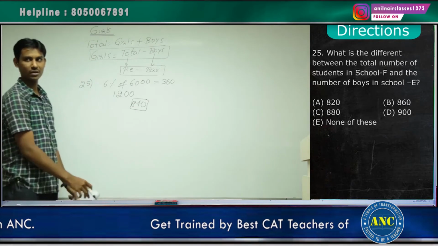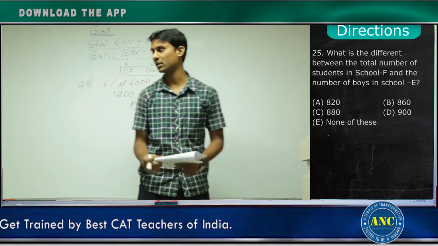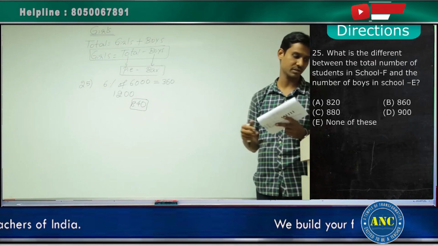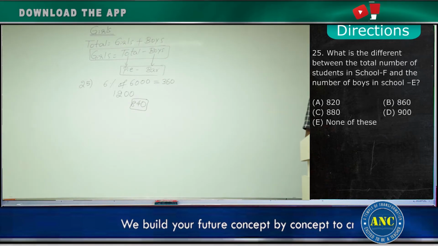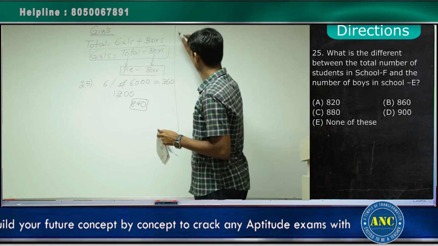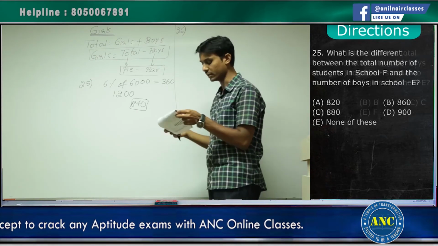Very easy question. You just need to understand that girls is obtained from total minus boys. That is nothing but a combination of pie and pie. Right? Very easy question. Okay? 26th question. Please see that. Question number 26.